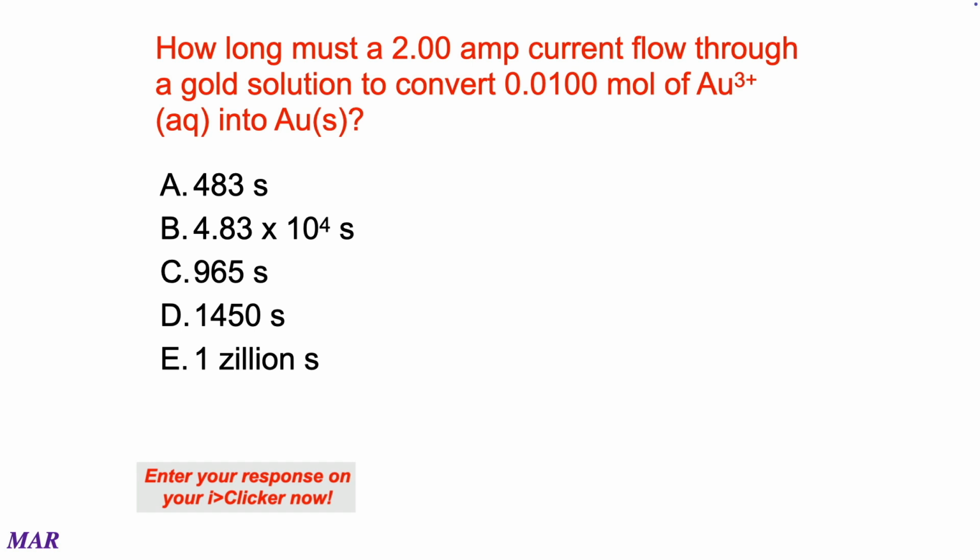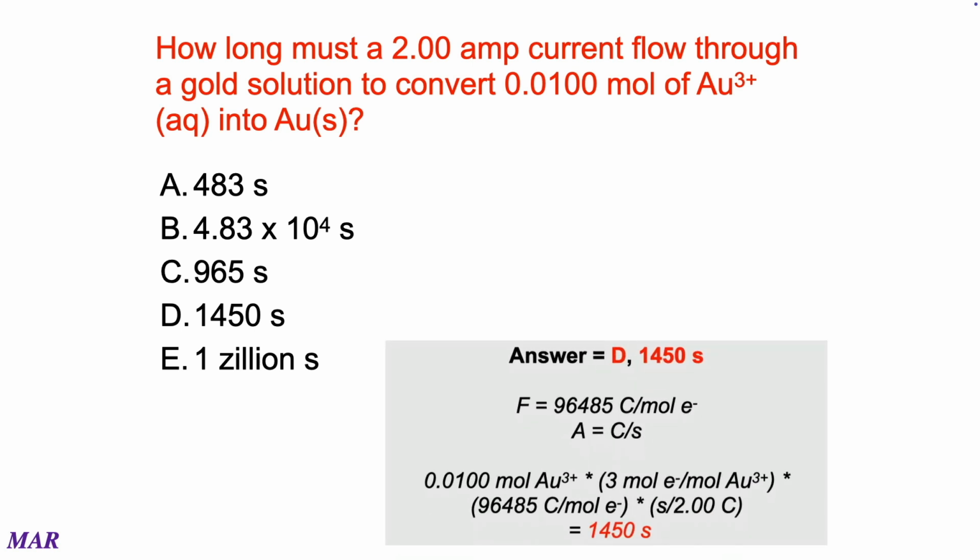Then you can use the Faraday constant because that's got moles of electrons in the denominator. So you multiply moles of electrons by Faraday to get the coulombs, and then amps is coulombs per second. So you want to divide by the number of amps, the coulombs per second, and that'll push time to the top. If you got 1450, pat yourself on the back. So here's the amount of gold. We need 3 moles of electrons to turn gold 3 plus into gold. Multiply by the Faraday to get the coulombs, and then divide by the coulombs per second to get just the seconds. So this is going to take 1450 seconds.